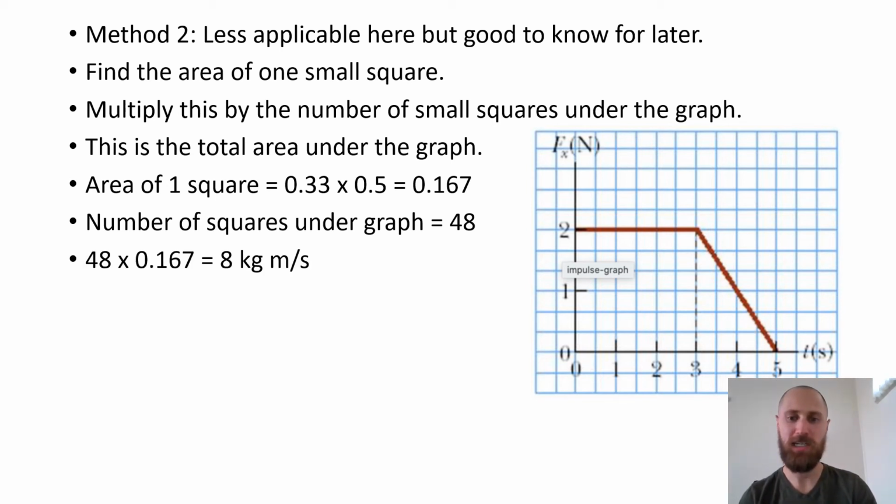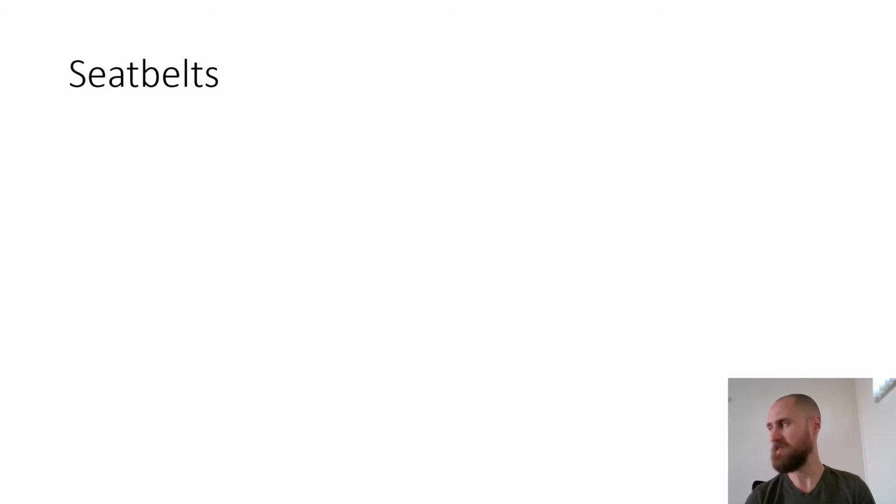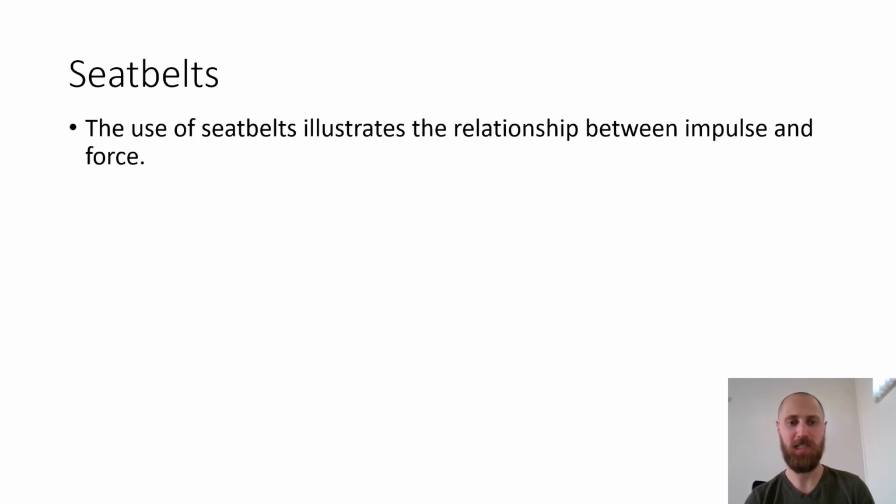So 48 squares, each one's got an area of 0.167. We multiply those two things together, and what do you know? We get the exact same answer, 8 kilogram meters per second. So same answer as we'd expect, different method. It's not as applicable here, but it will be down the track, so we're taking a bit of time to see it now. Now, let's talk a bit about seatbelts.